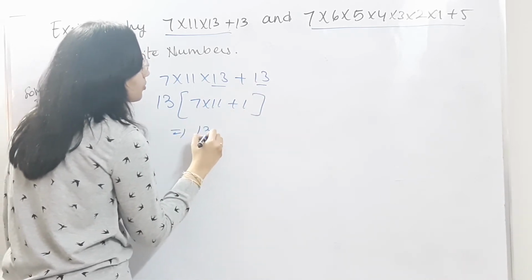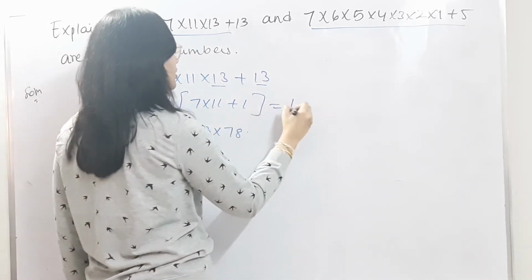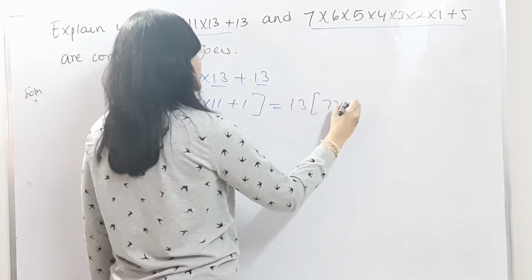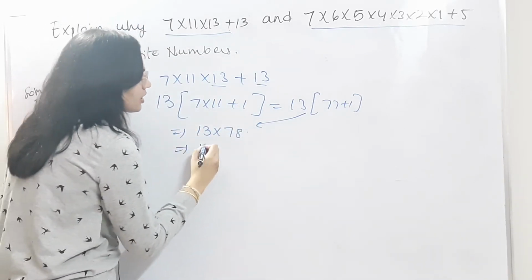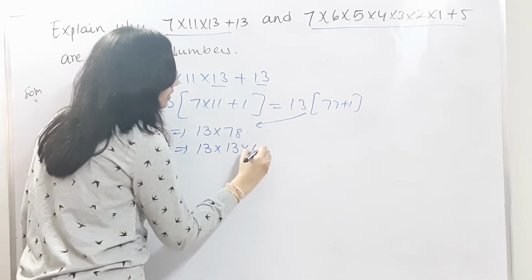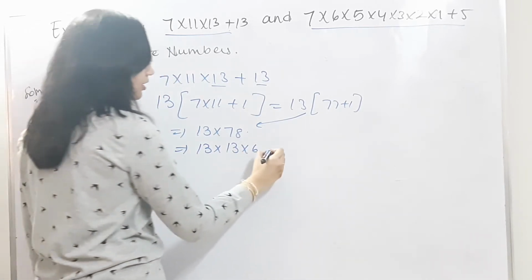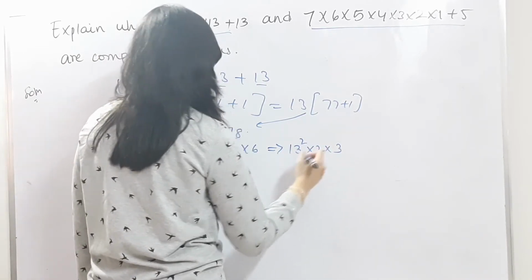This is nothing but how much? 13 into 78. How? Because 7 into 11 is 77 plus 1. This will give you 13 into 78. How do you write 78? 13 into 6, right? And can I write this as 13 square into 2 into 3?